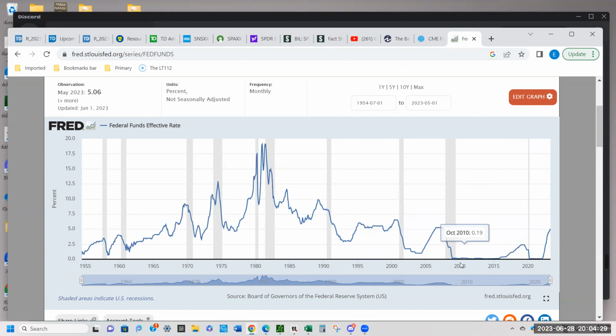So we've come through an extended period of 0% interest rates in the world. And that's one reason nobody understands or knows about these T-bill type things and how they actually work. So there's a little history on the Fed funds rate.